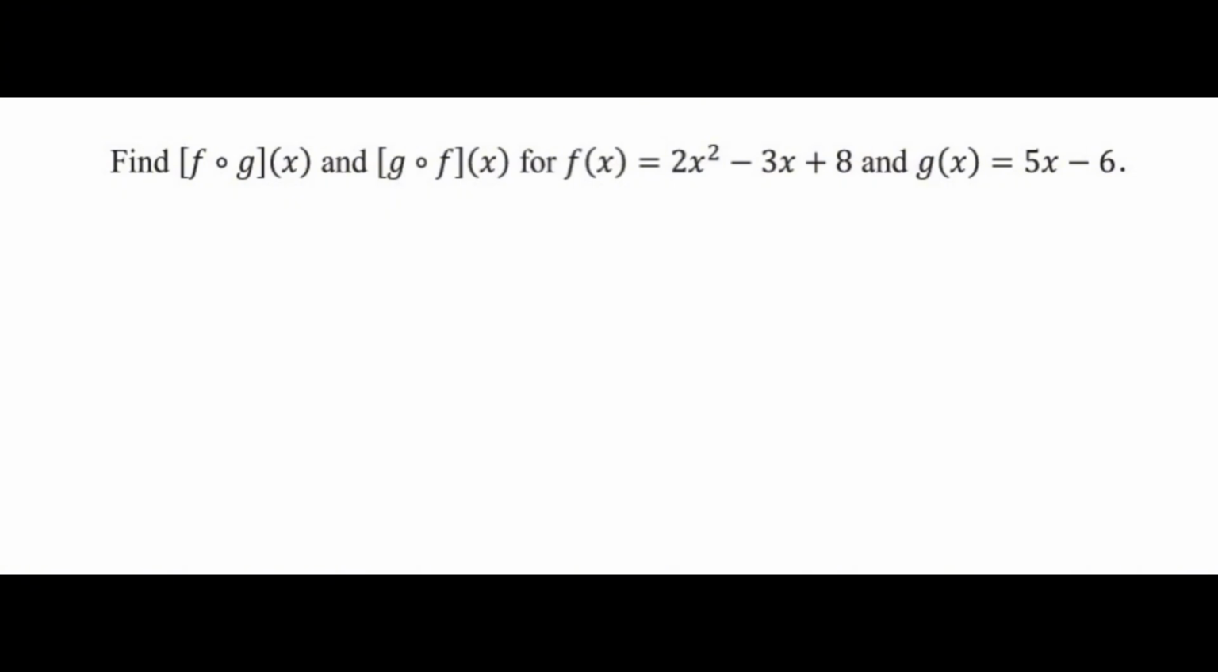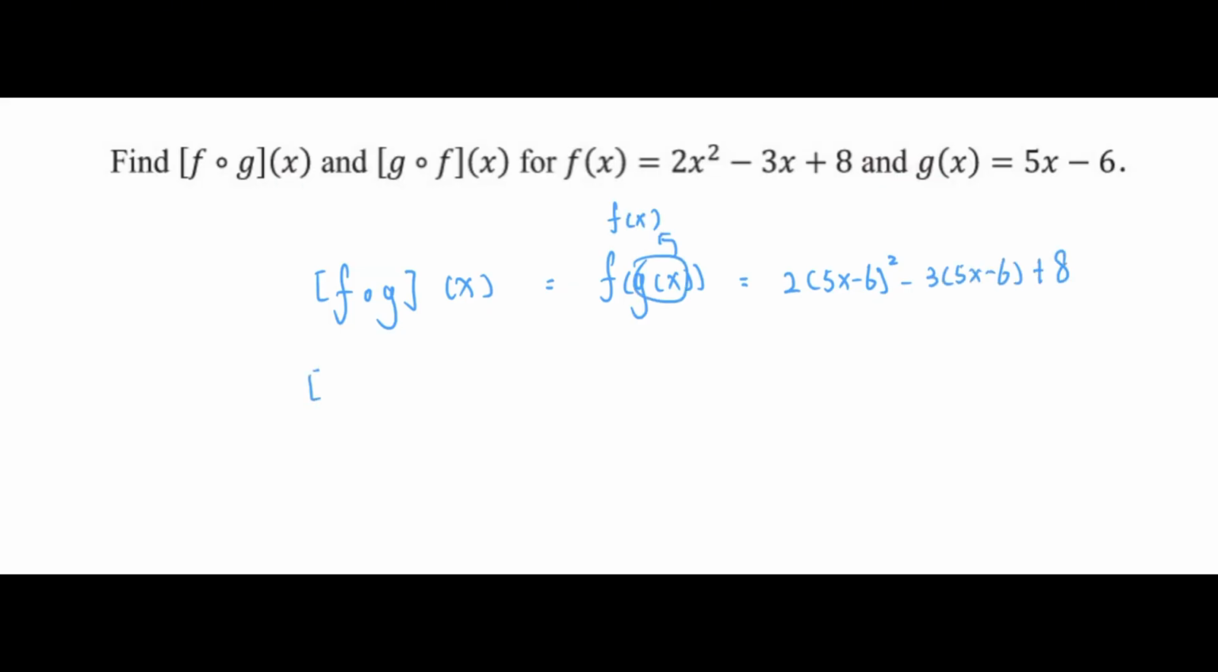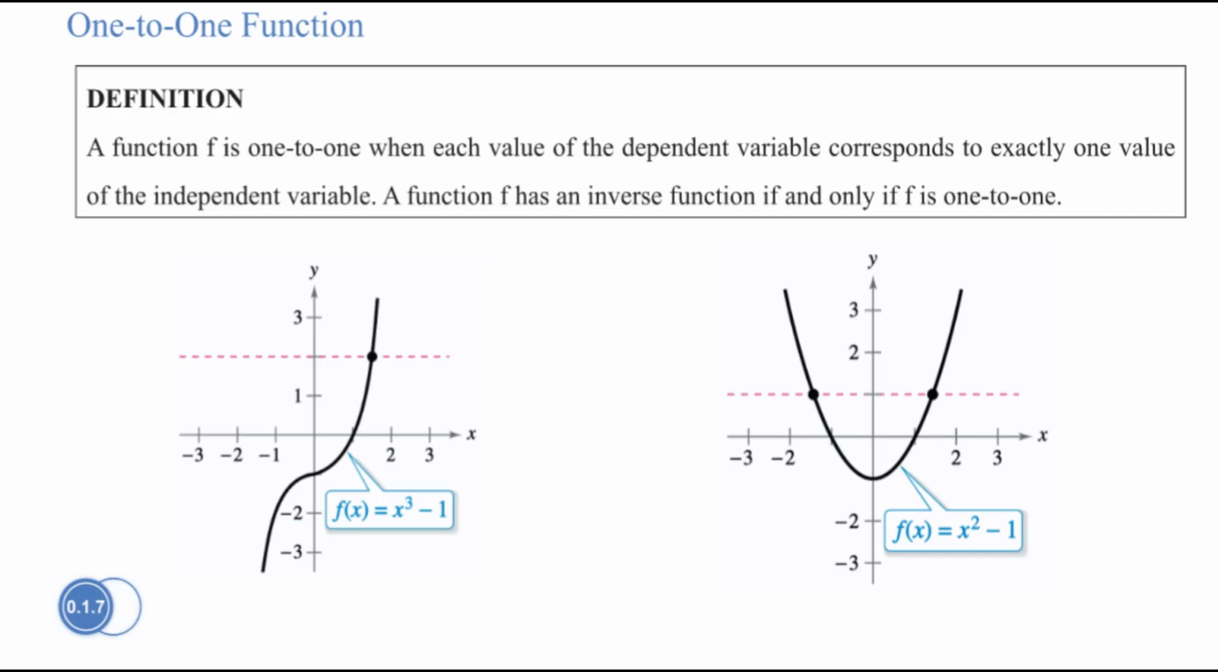Let's take a look at an example. Find f composed with g and g composed with f. f(x) equals 2x squared minus 3x plus 8, g(x) equals 5x minus 6. f composed with g, which is f(g(x)), equals 2 times (5x minus 6) squared minus 3 times (5x minus 6) plus 8. g composed with f equals g(f(x)) equals 5 times (2x squared minus 3x plus 8) minus 6.